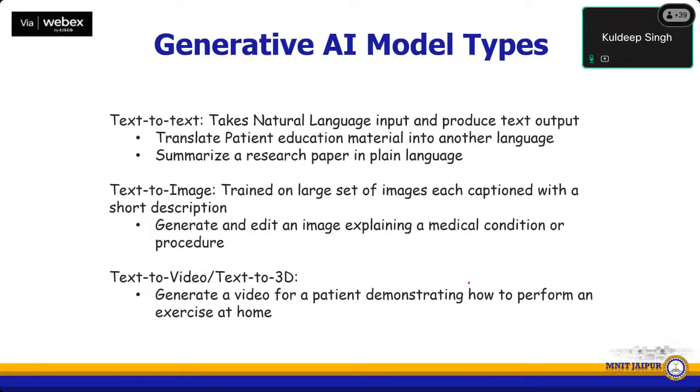Further, we have text to video or text to 3D type of model. For example, we can ask the generative AI model to generate a video in which a patient is being demonstrated how the patient can do certain exercises at home. So, given a text prompt, the generative AI model has to generate a video based on whatever instructions are given in that prompt.